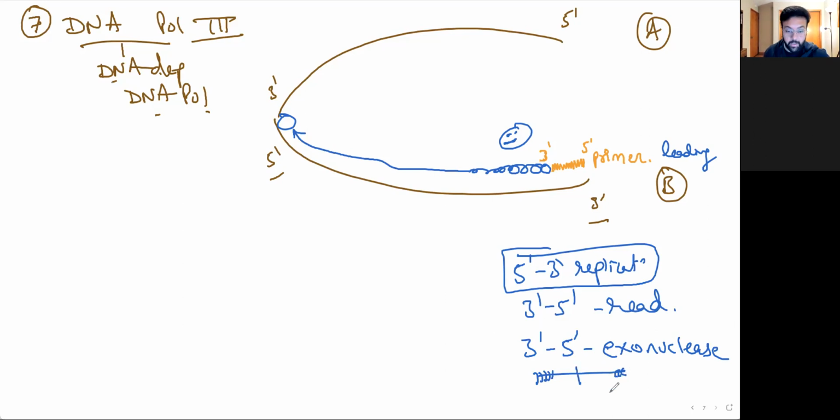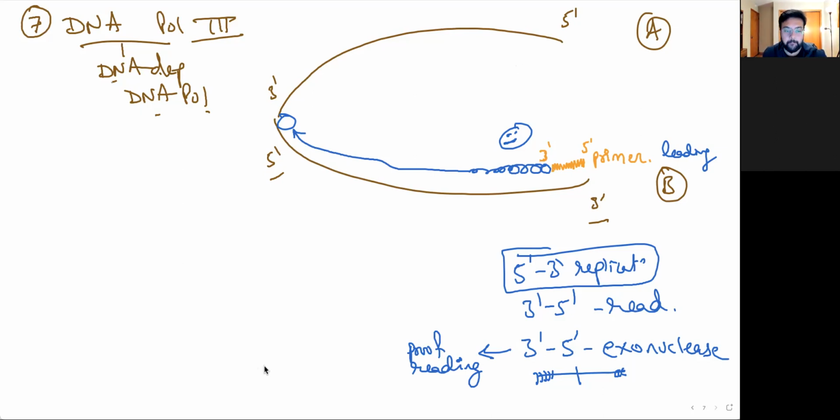It cannot nick in between. If it were able to nick in between, that's called endonuclease, not exonuclease. Exonuclease can only chop off from the ends. Endo can chop wherever it wants. Okay, this is extremely high yield. DNA polymerase 5' to 3' synthesis, with the activity of 3' to 5' exonuclease, is called proofreading. Okay, do not afford to forget this. So this is your DNA polymerase 3.